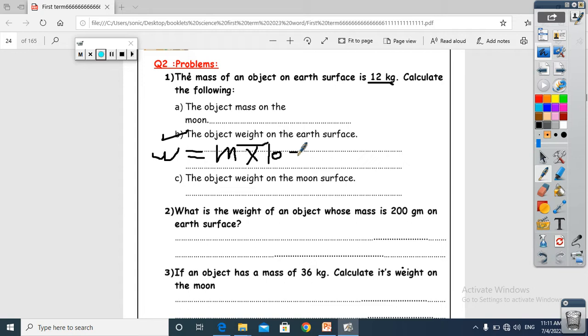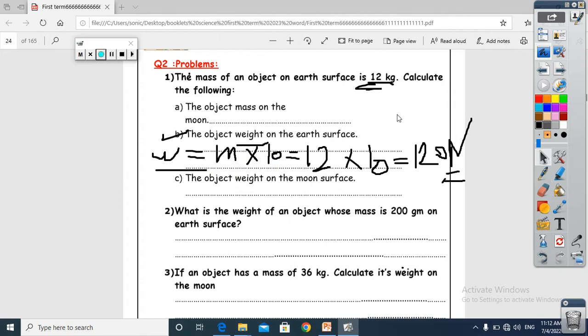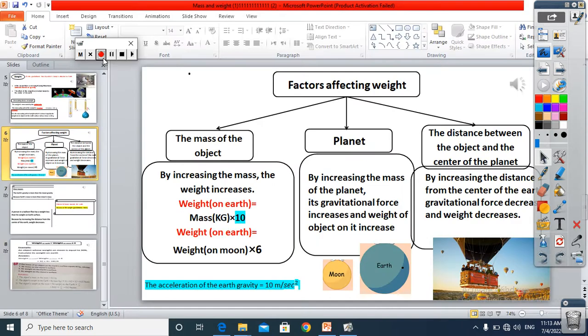Equal, what is the mass? Yes, excellent, 12 kilogram. So 12 by 10 equals 120 Newton. 120 Newton. Don't forget Newton. It is the measuring unit of weight. Okay, don't forget Newton is the measuring unit of weight.